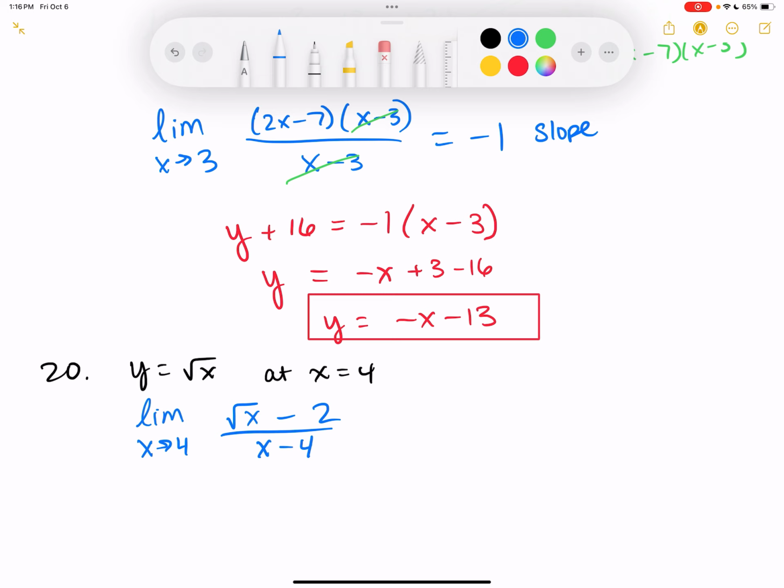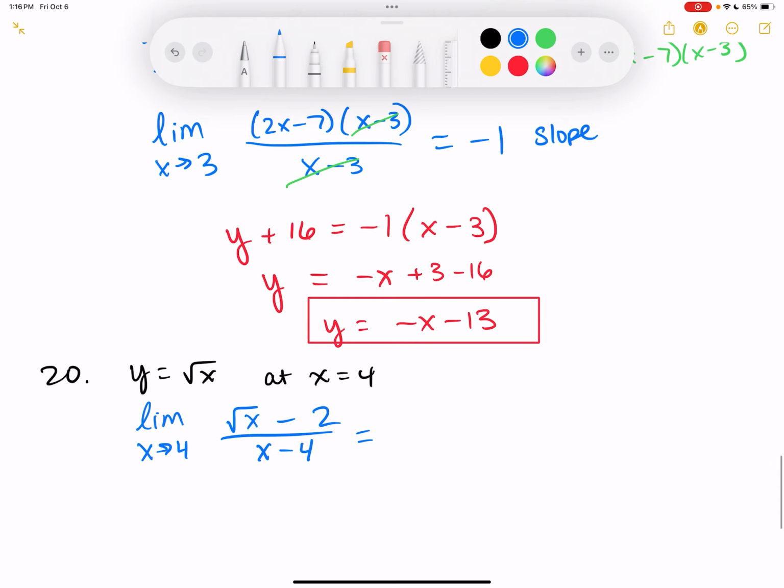Just let me write it, and then you'll see it. Is the bottom the difference of squares, or the top is the difference of squares? The bottom. So square root of x minus 2 over, in parentheses, the square root of x plus 2 times the square root of x minus 2.